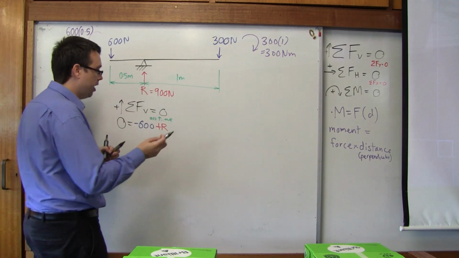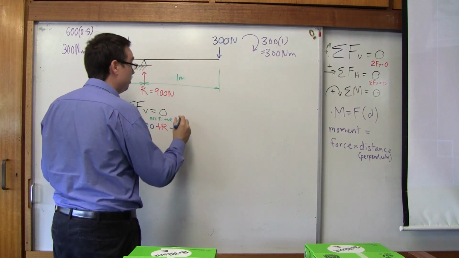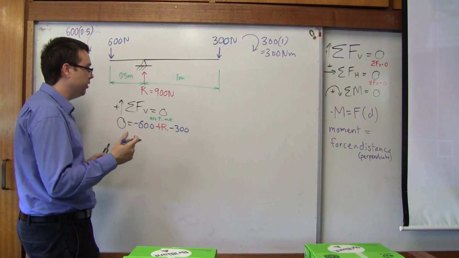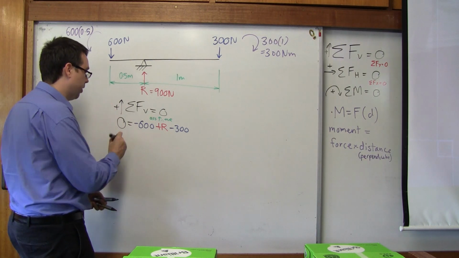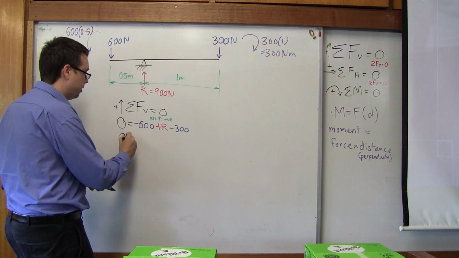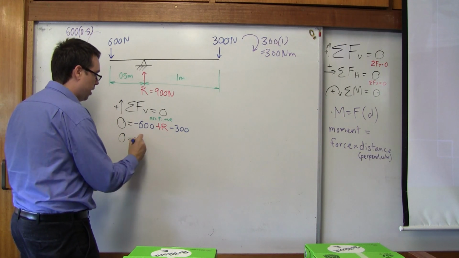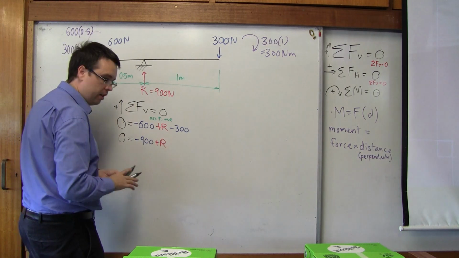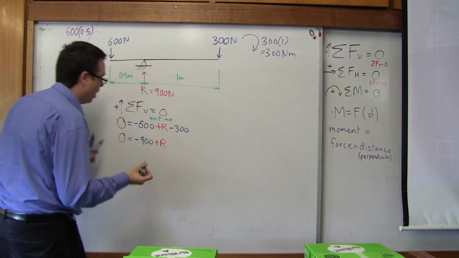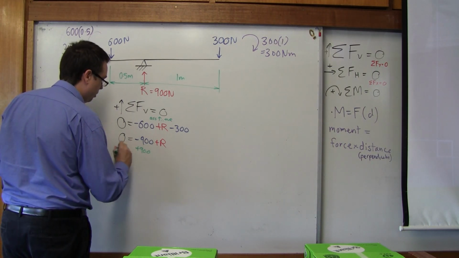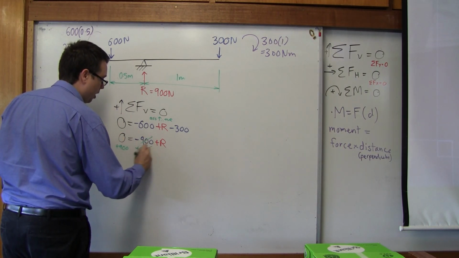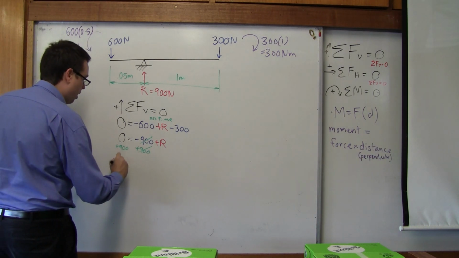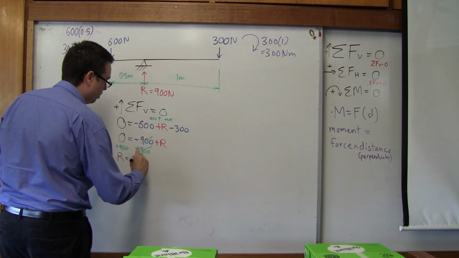And then I have minus 300. Is it minus or is it not? It's minus, because it's going down. Okay, so that's a pretty easy equation to figure out, right? We're going to say 0 equals minus 900 plus R. I don't really need to do this, but I keep doing it: plus 900 on both sides. They're going to cross out. Therefore, R equals 900.